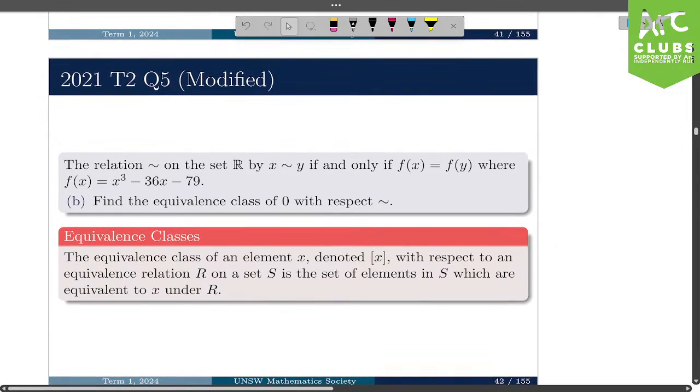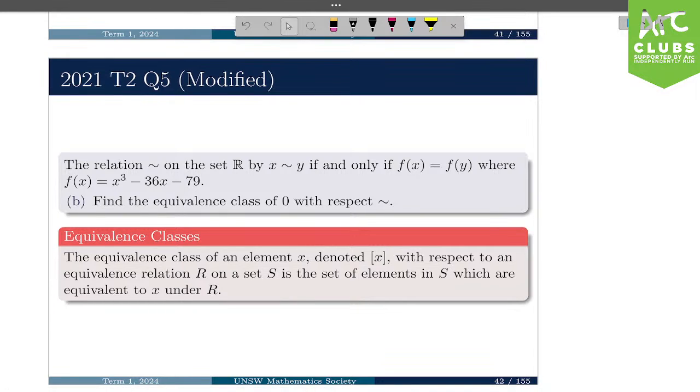So we look to find the equivalence class of 0 with respect to our relation. So what is an equivalence class? The equivalence class of an element, which we denote as square bracket x, with respect to an equivalence relation, is the set of elements in S which are equivalent to x under R. So we define our equivalence class as the set of elements of S such that x relates to s.